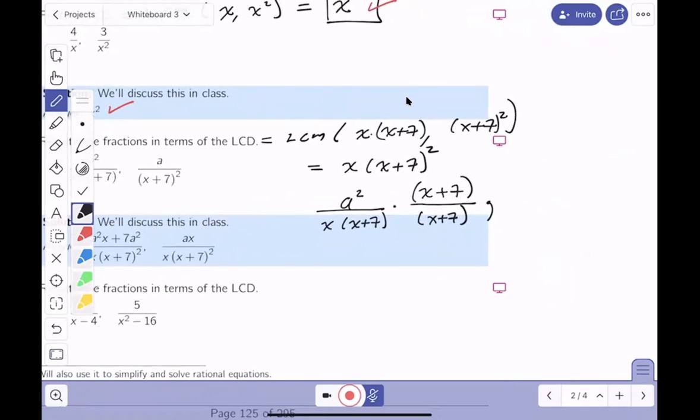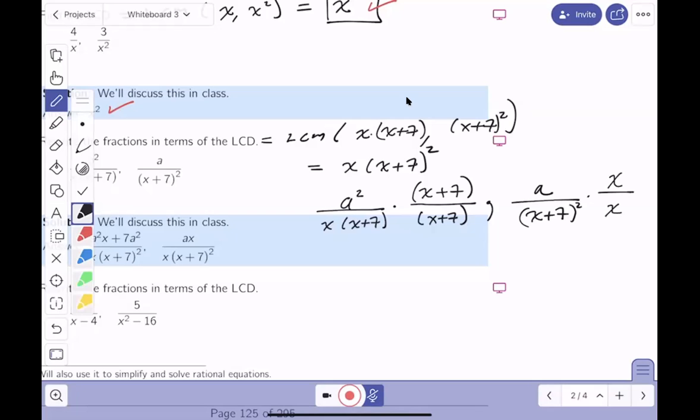What is it? A over x plus 7 squared. Well, what's the missing factor? Again, you need to focus on the LCD. What's the LCD? It's x followed by an x plus 7 squared. Well, I got the x plus 7 squared, but I don't have the factor of x. If you multiply the bottom by x, you need to multiply the top by x. So let's do it.